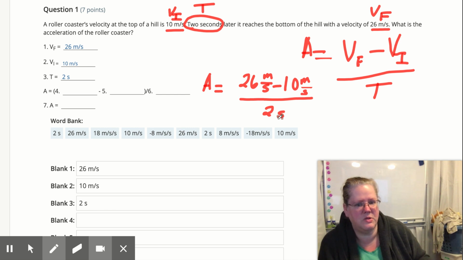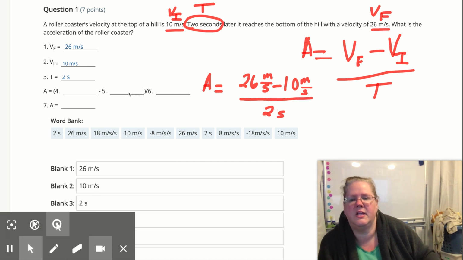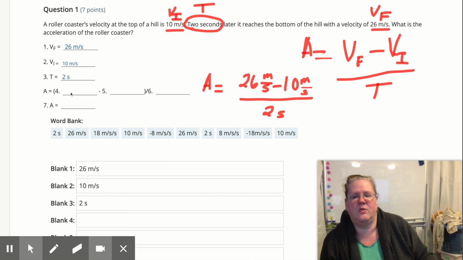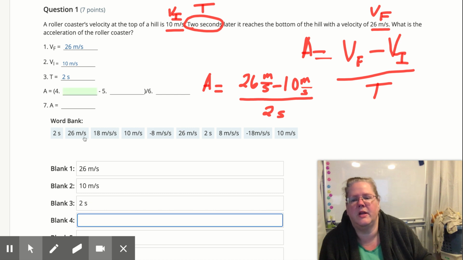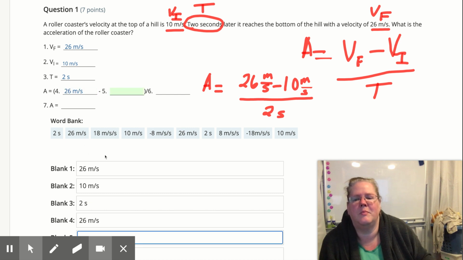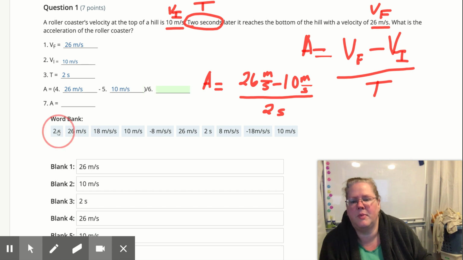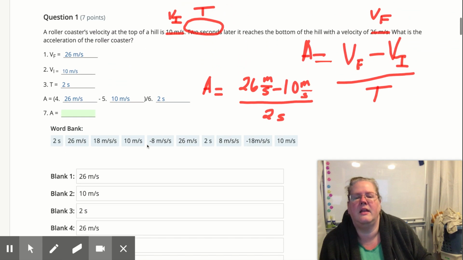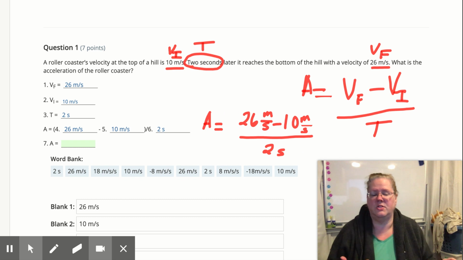All right, now we're getting closer. Let's fill that information in. So for what is acceleration equal? Well, what minus what? Final velocity. So you're really using these same things again, aren't we? 26 meters per second minus 10 meters per second divided by 2 seconds. And now we need to calculate that.